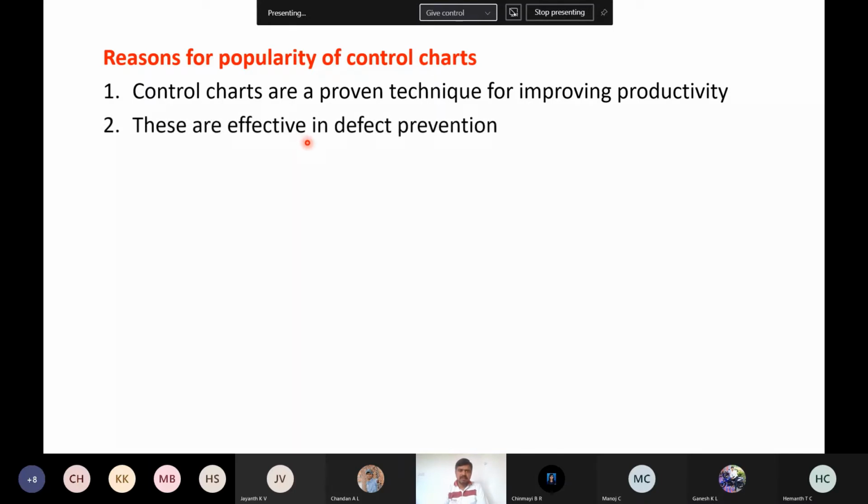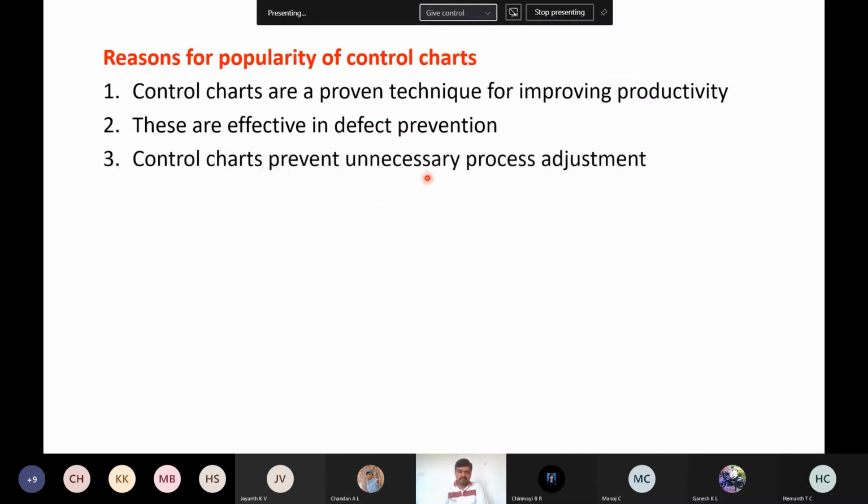These are effective in defect prevention. So that also we discussed in the previous class. How we can prepare an out-of-control action plan, which can be used to prevent defects, and also identify and prevent the reasons for assignable causes.